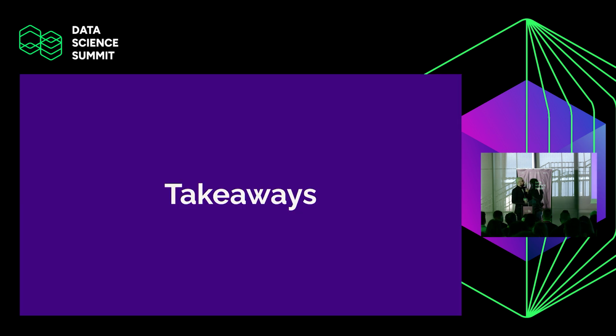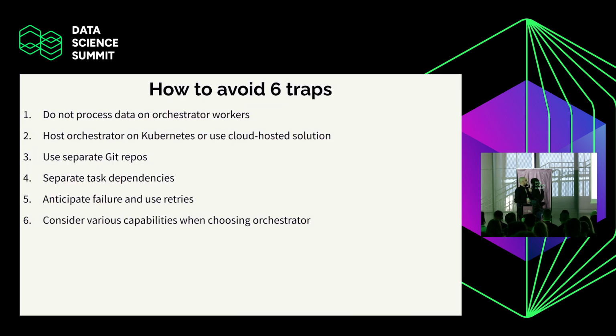So a few takeaways to sum up those things. Do not process data on orchestration workers. This is the most basic and most grave mistake that you can make. You should process data externally. You should host the orchestrator on Kubernetes or use some cloud-hosted version, because this will pay off. You can also use some managed Kubernetes services if you do not want to fully commit to a cloud-based orchestrator. You should use separate Git repos, and separate your orchestrator as well. This will need to scale in the future, I promise you.